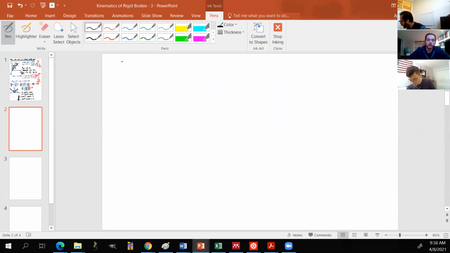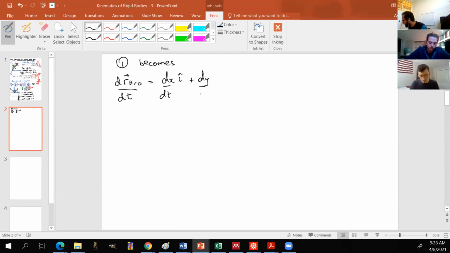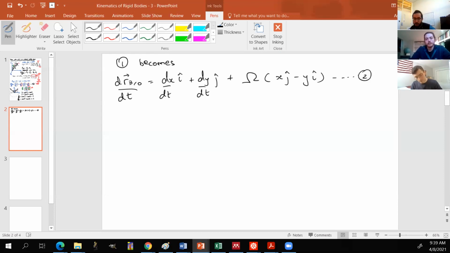So equation 1 becomes, right, you get the derivative of r of B with respect to O as a function of time is just equal to dx over dt times I hat plus dy over dt times j hat. And this is little i hat and little j hat plus omega times x j hat minus y i hat. I've just put in the terms for di over d theta and dj over d theta over here. All right, let's call this equation number 2.